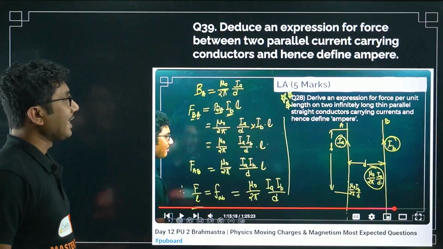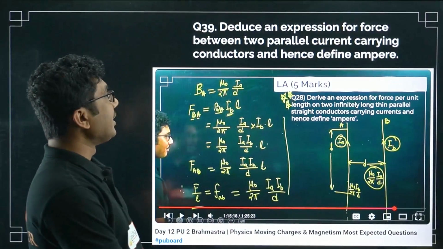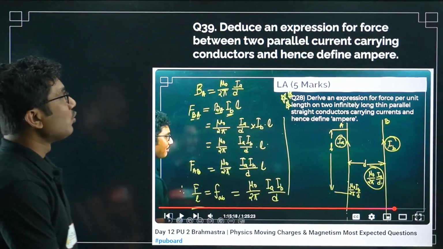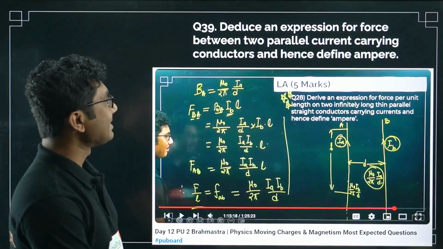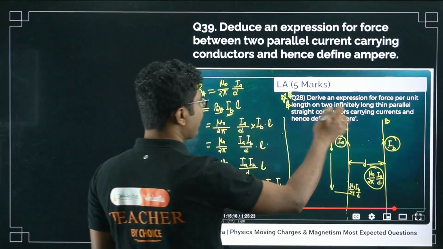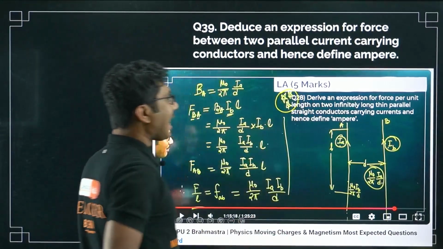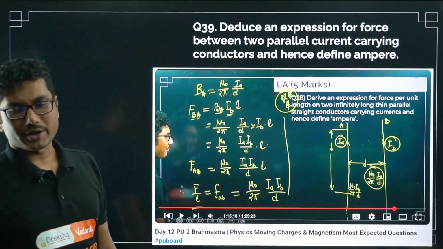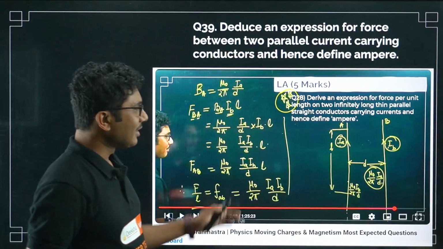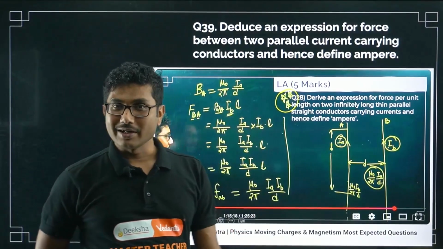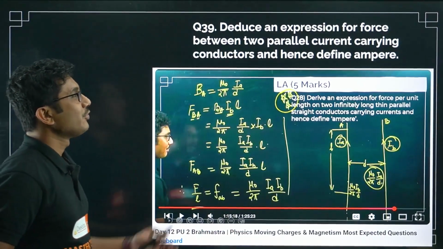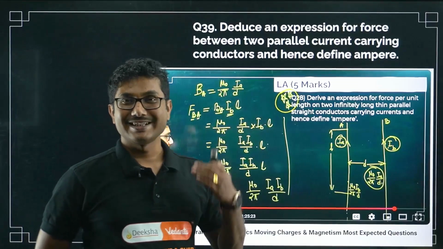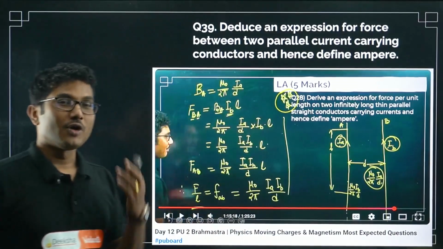Now next question, again I have discussed this question. Deduce an expression for force between two parallel current carrying conductors and hence define ampere. Exactly the same question came, and if you see, I have put 3 stars in this question. So this is a 3-star question. This is a super important question, right? So definitely this question might come, and I have already discussed it in my Brahmastra series. So if you have seen my Brahmastra series completely, you could have answered 2 of the derivations.